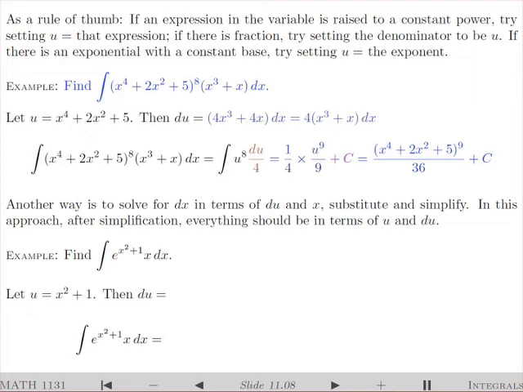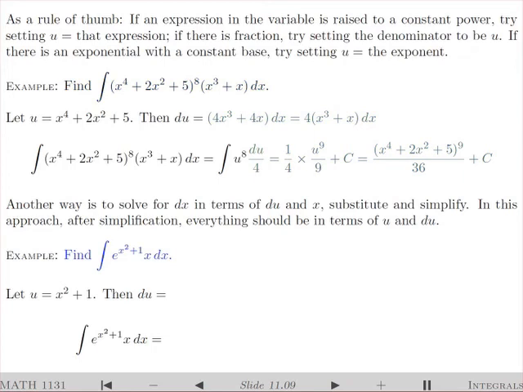There's a slightly different way to work substitution. I will stick with the way the book does it, which is the way we did our last two examples. The alternate method is to simply solve for dx in terms of du and x, put it back in the integrand, and then try to simplify. This is a little bit trickier, but some people like it. We'll just do that once.